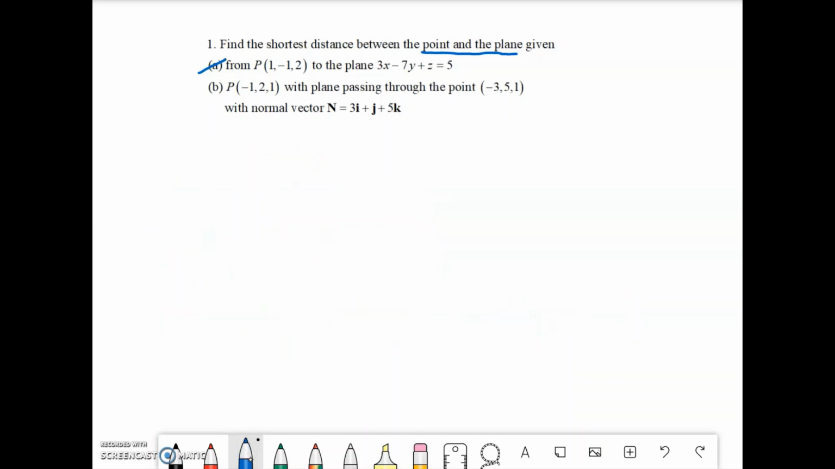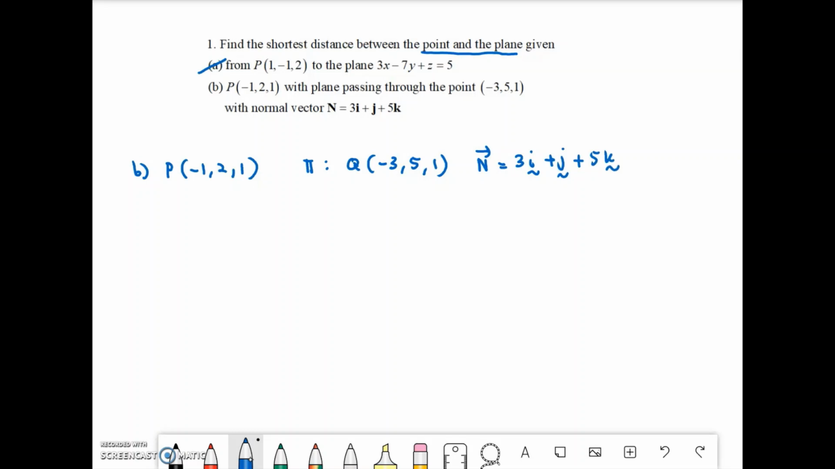Now let us proceed with question B. Find the shortest distance from point P, where P is negative 1, 2, and 1, to the plane. The given plane passes through a point, so let's say we have a point here, which we denote as Q, negative 3, 5, and 1. And we have a normal vector, which is equal to 3i plus j plus 5k.